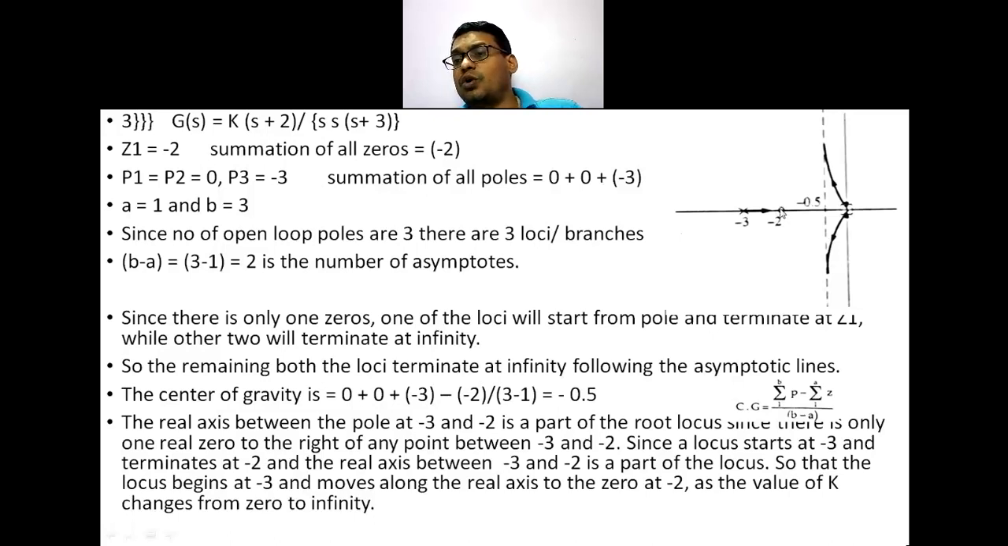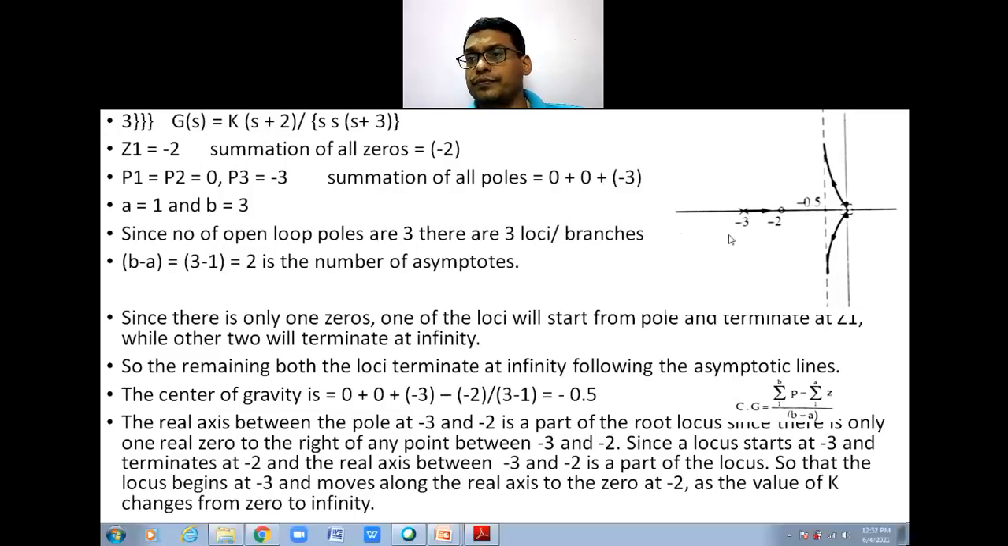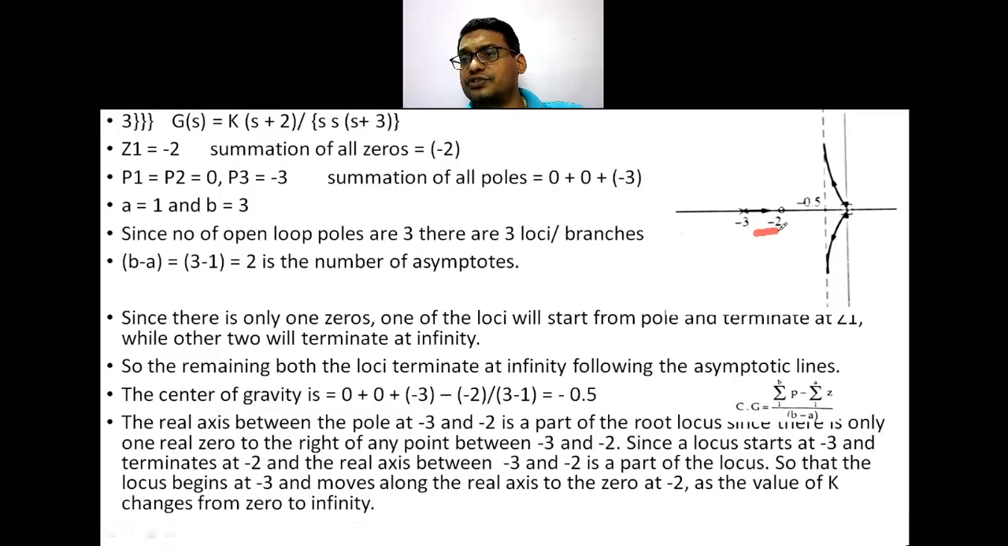Since the locus starts at -3 and terminates at the zero, it will start at -3 and terminate at this zero. This is indicated by this bold line. So the locus begins at -3 and moves along the real axis to the zero, and the value of k changes from 0 to infinity.